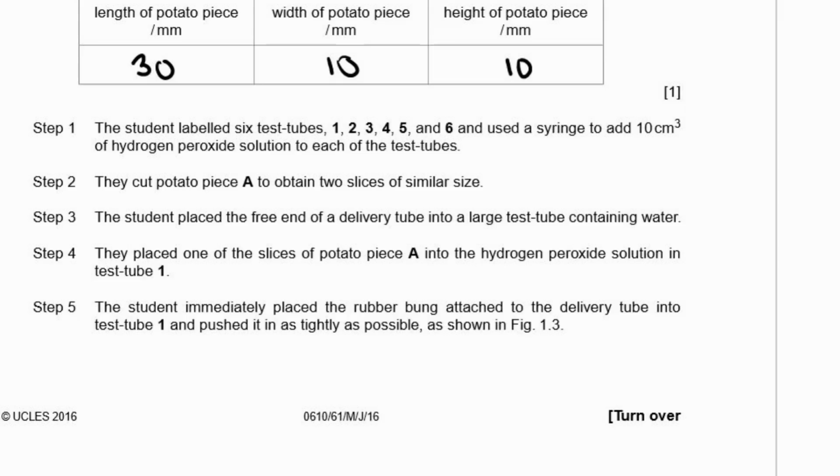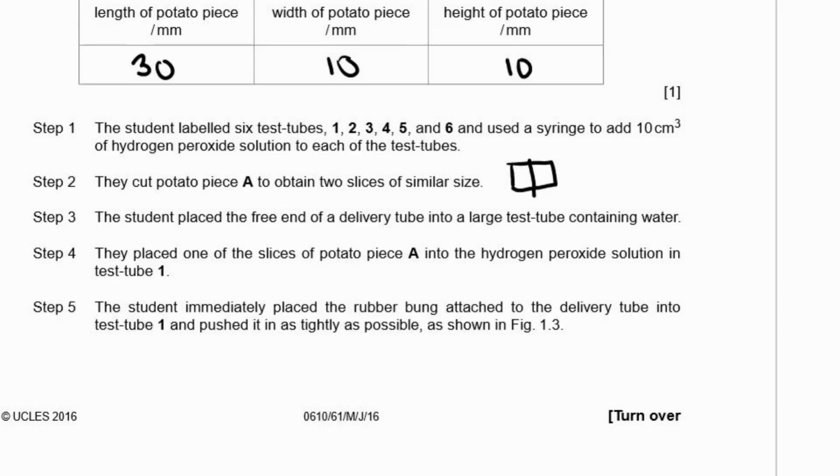Step 1. The student labeled 6 test tubes, 1, 2, 3, 4, 5, and 6, and used a syringe to add 10 centimeters cubed of hydrogen peroxide solution to each of the test tubes. They cut potato piece A to obtain 2 slices of similar size. So they took piece A, this rectangle, and said, that looks about right, I'll cut it in half. All right, so they have 2 pieces of potato called potato A1 and A2.